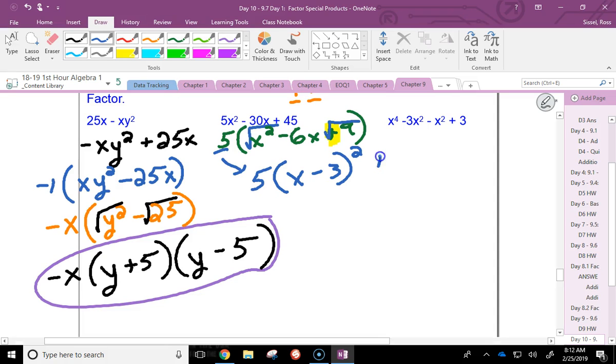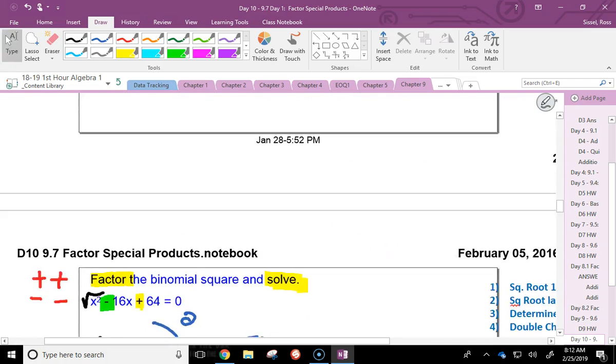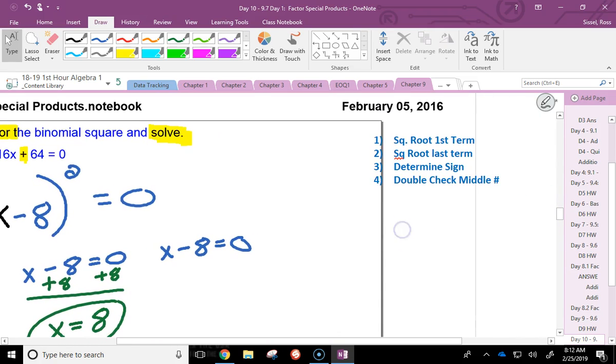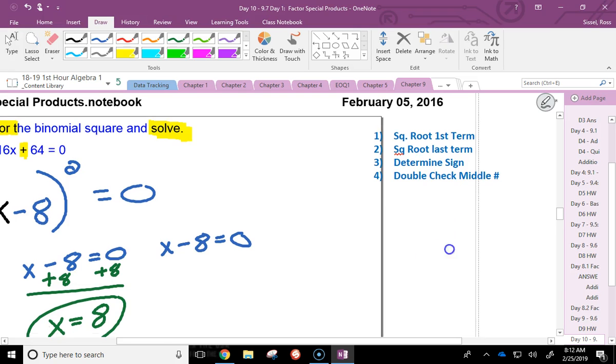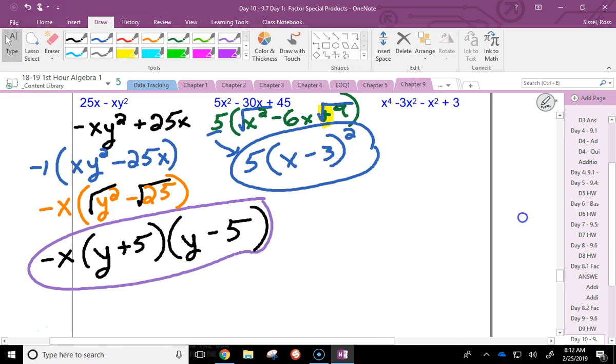We should have that for your final answer. The 6x, remember, this goes all the way back to this step right here. Square the first term, square the last, determine the sign, double check the middle number. So let's double check our middle number.